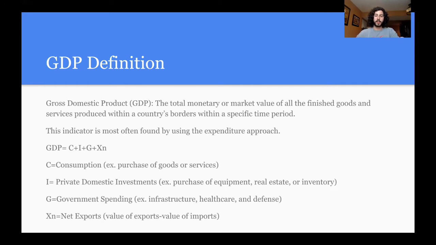G is government spending. Examples would be infrastructure, such as the maintenance of roads and buildings, healthcare for the general population, and defense, such as the military. XN is net exports, which is the value of exports minus the value of imports.